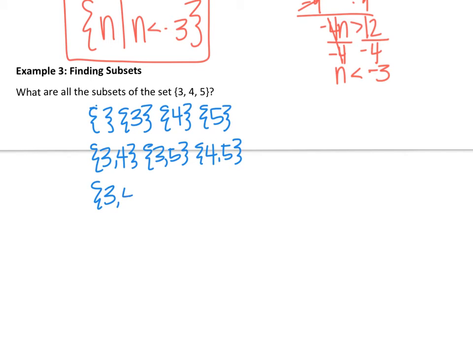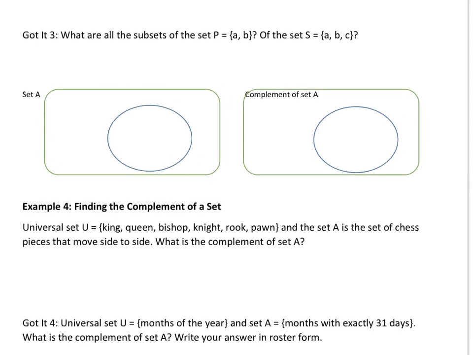So 3, 4, and 5. The biggest issue here is making sure you get all of the combinations. Now notice I didn't do 4, 3. I just did 3, 4 because it doesn't matter what order you put them in. 5, 6, 7, 8. Every 3-element set has 8 subsets. And the way you find out how many subsets it has is you do 2 to this many power. So 2 to the third power is 8. So you should have 1, 2, 3, 4, 5, 6, 7, 8 subsets. All right, got it.